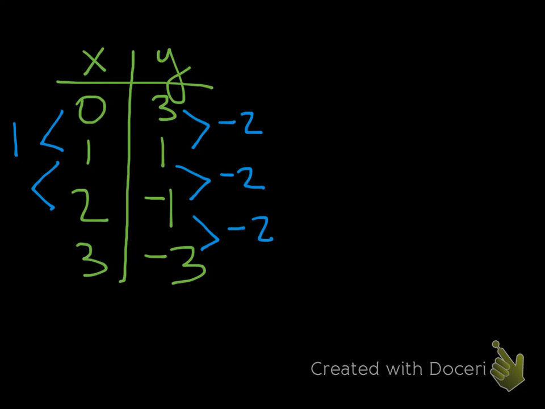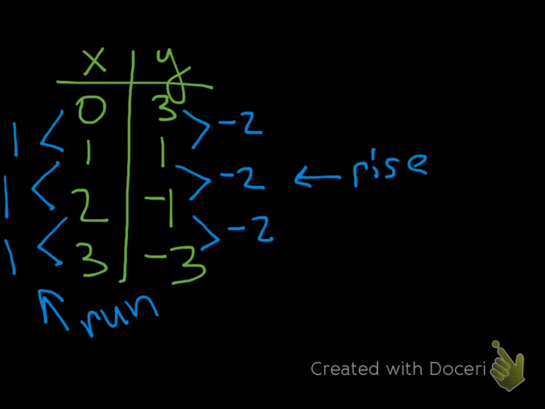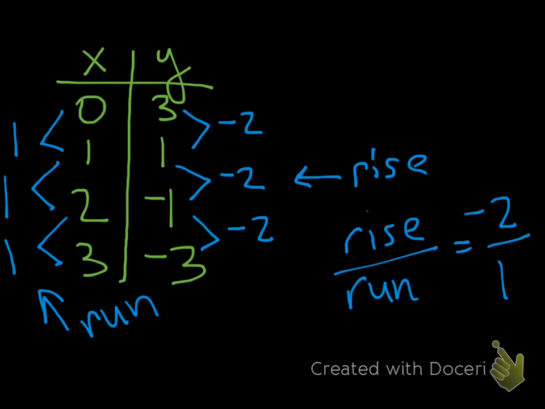And then for your x, to get from 0 to 1 is 1. From 1 to 2 is 1. And from 2 to 3 is 1. So this number right here is your rise, and this number right here is your run. So it's still rise over run. So your slope would be -2 over 1, or that could simplify to just -2.